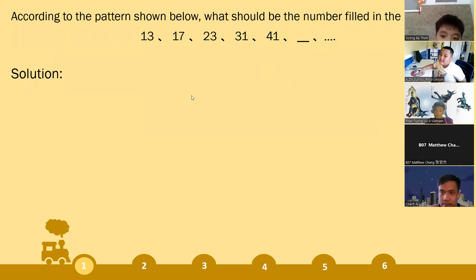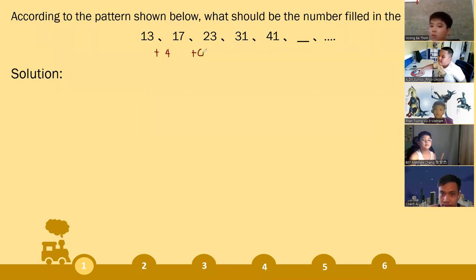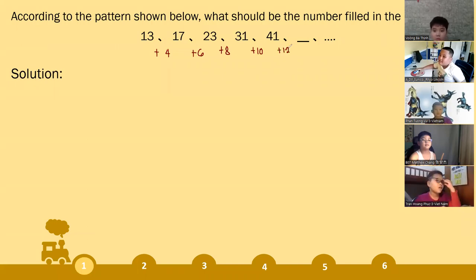The pattern is plus four, plus six, plus eight, plus ten. And then the next one is plus 12. So what number should be in the blank? 53. Very good. Did everybody get this right? Okay, next.